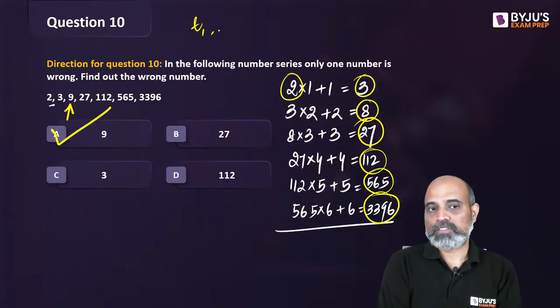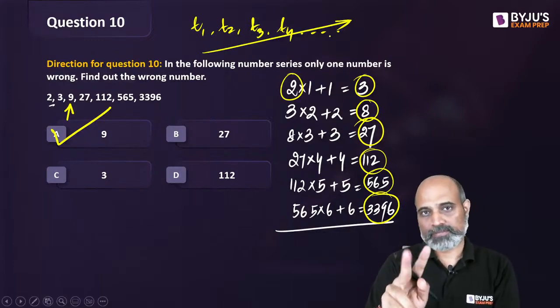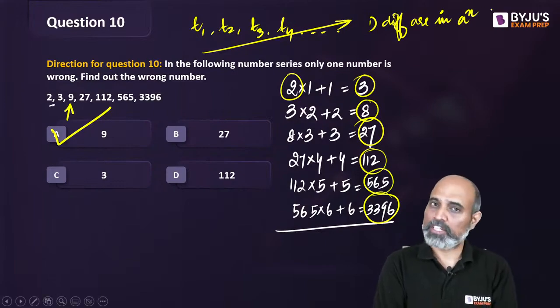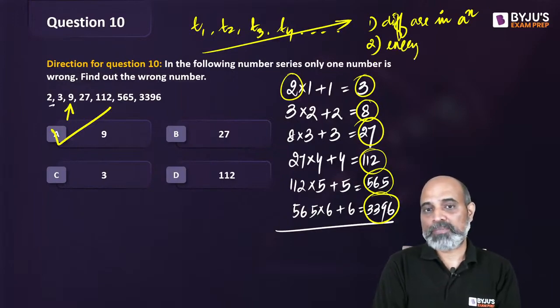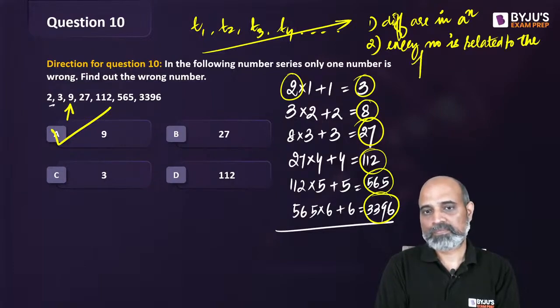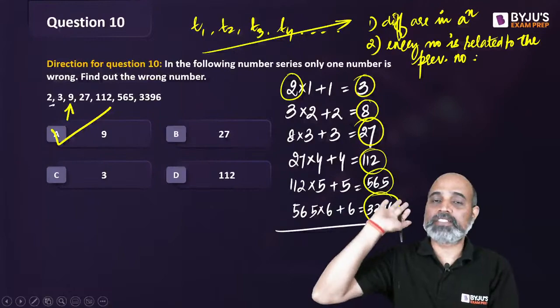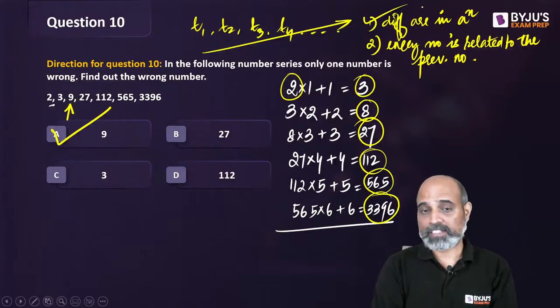If you have numbers in a series such that the values increase drastically, only two things can happen. The first possibility is that the differences are in powers of a certain number, power of 2, power of 3, double, triple. Or the second possibility is that every number is related to the previous one. These are the only two scenarios where the values will increase drastically. Like I said, the values are increasing drastically. We looked at the differences, it did not work out.